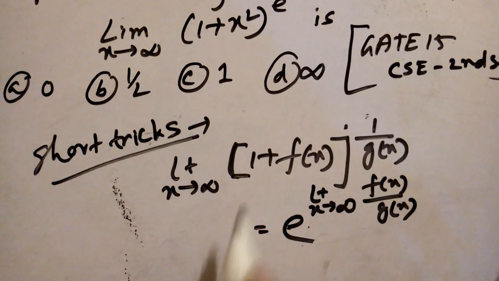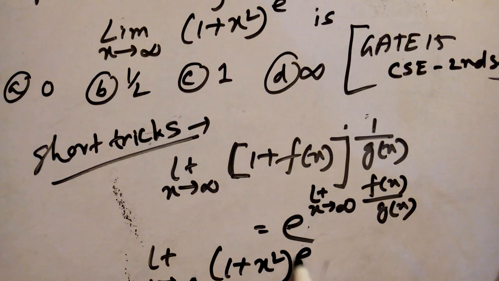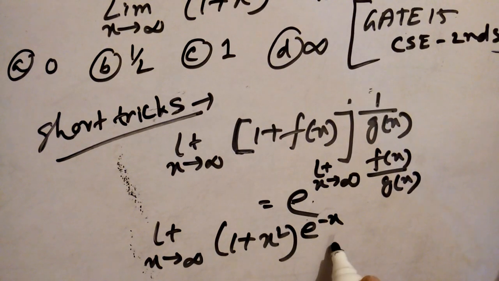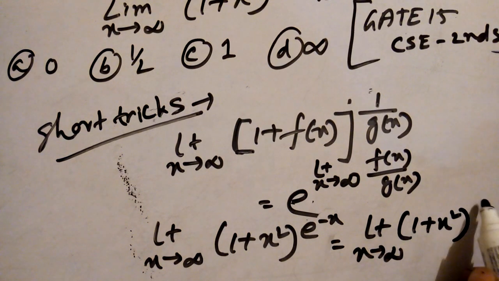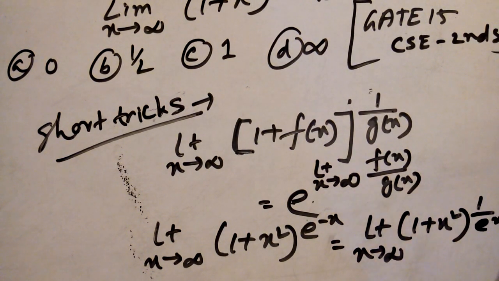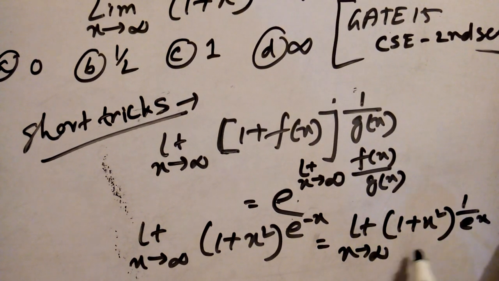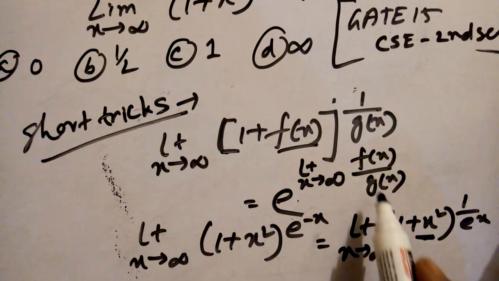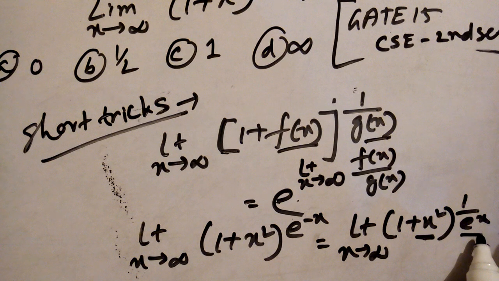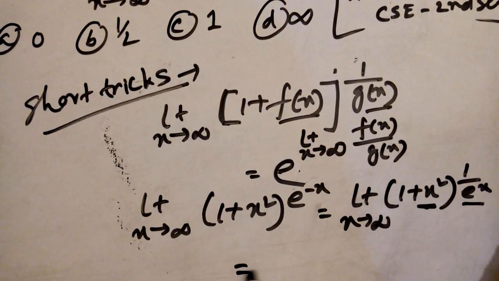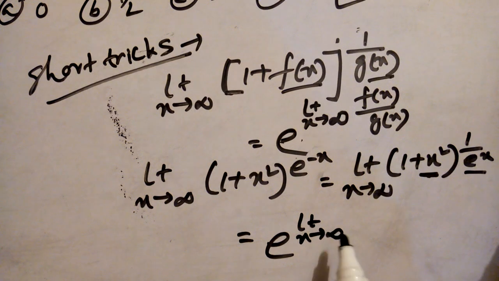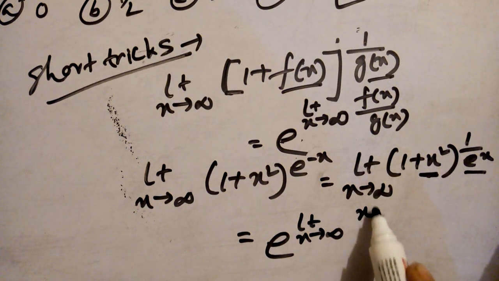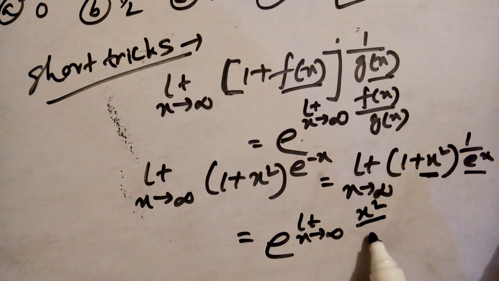So from the given math, limit x tends to infinity of (1 plus x square) to the power e to the power minus x, we can write by expanding, (1 plus x square) to the power 1 by e to the power x. Clear? Comparing, f of x means x square and g of x means e to the power x. So we can write it in this form: e to the power limit x tends to infinity of f of x, x square, by g of x, e to the power x.